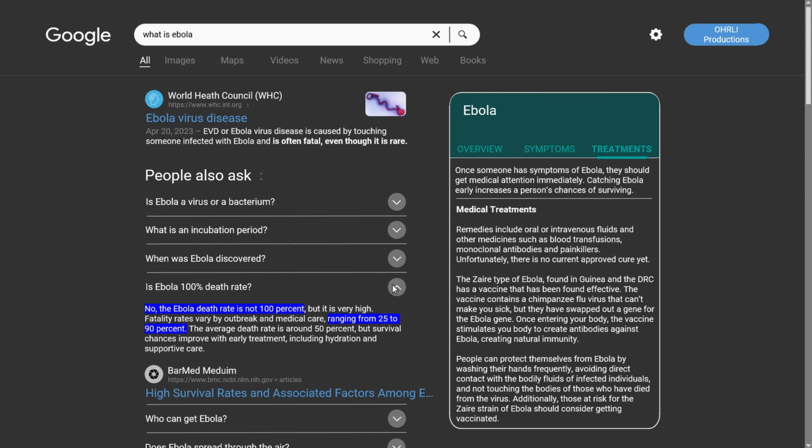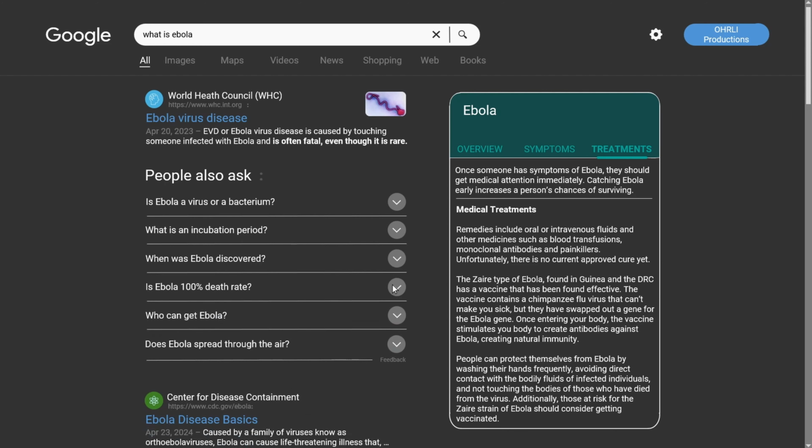Ebola's mortality rate is not 100%, but can range from 25% to 90%, with the average death rate at 50%. Treatment as soon as symptoms show can further reduce death.